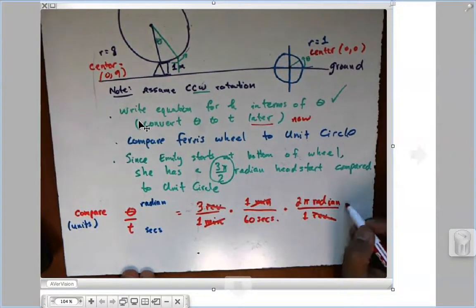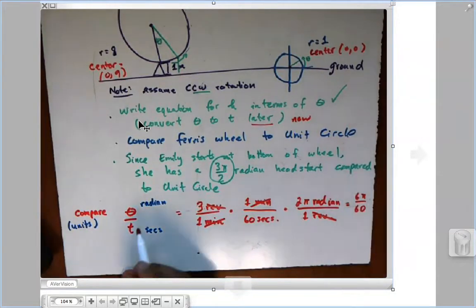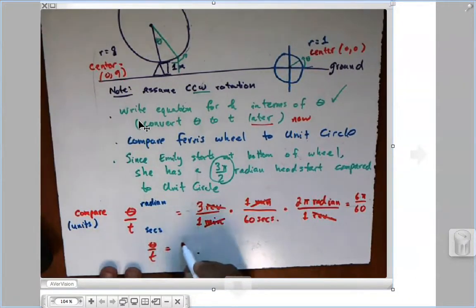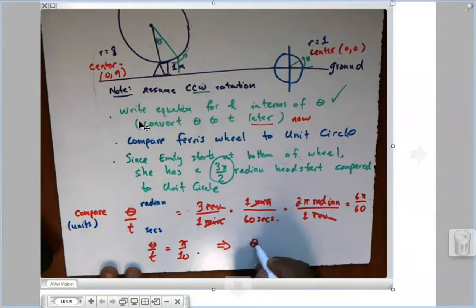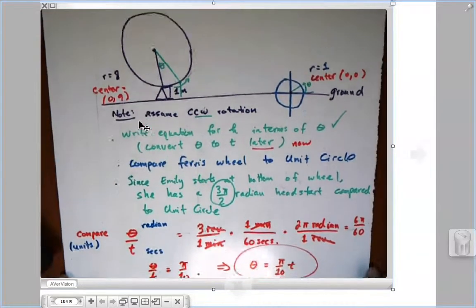And once you multiply all of this out, you get 6 pi over 60 is equal to theta over t. And I'm just going to finish solving this problem here. This is really pi over 10. Divide both the bottom and the top by 6. And multiply both sides by t, and you get theta is equal to pi over 10 t. Theta equals pi over 10 t.